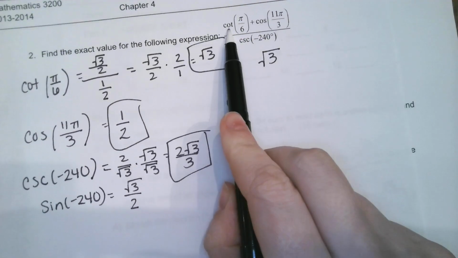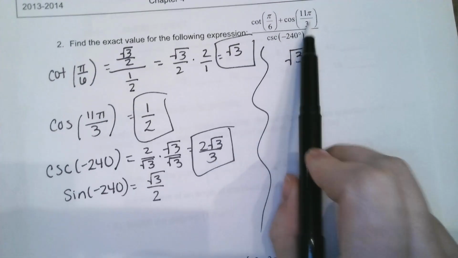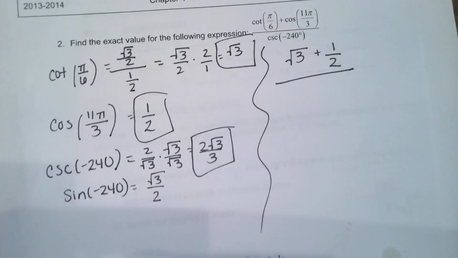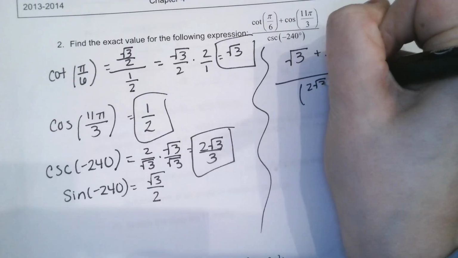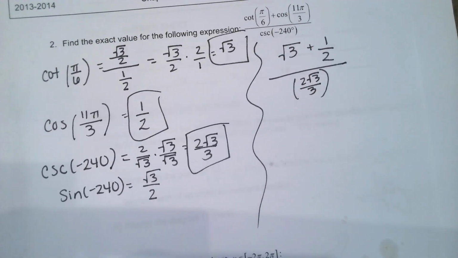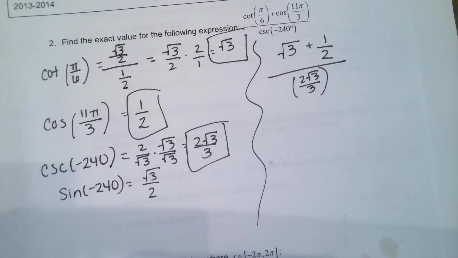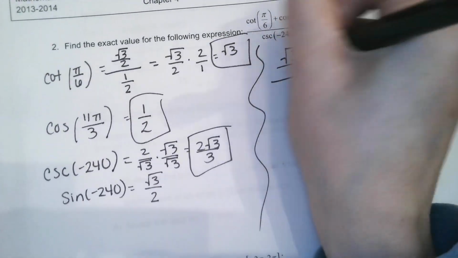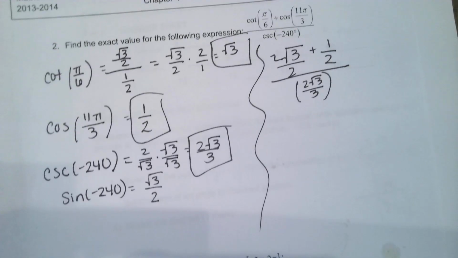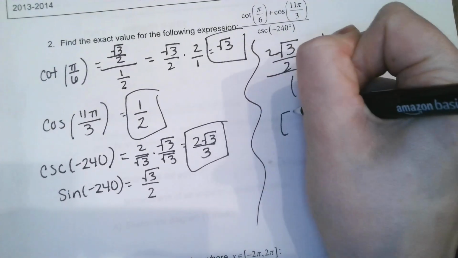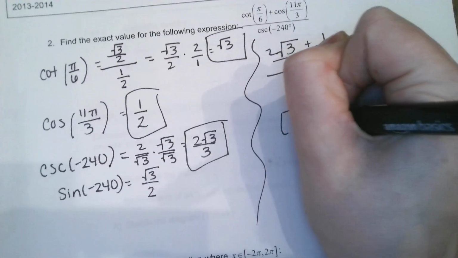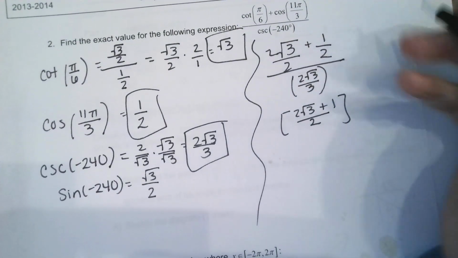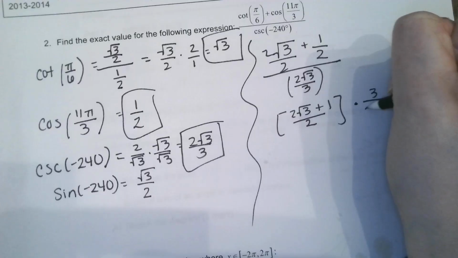So root 3 was cotan of pi over 6. 11 pi over 3 is 1/2 over 2 root 3 over 3. Deal with the top first. It's kind of like a BEDMAS question, except you got to do the top before you do your division. I need a common denominator to add those guys together. So my top guy, I get 2 root 3 plus 1 over 2. Then I'm dividing by a fraction. That is the same thing as multiplying by a reciprocal.